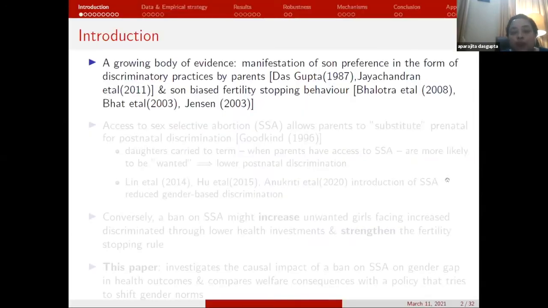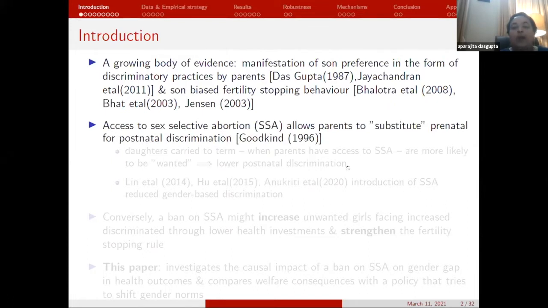To introduce this topic, there's a growing body of evidence which speaks about how son preference manifests in the form of direct discrimination by parents, where parents may discriminate directly against girls, or through son-biased fertility stopping behavior, where parents would want to go on with the fertility until they have a boy child. And so this can induce indirect as well as direct discrimination against girls.